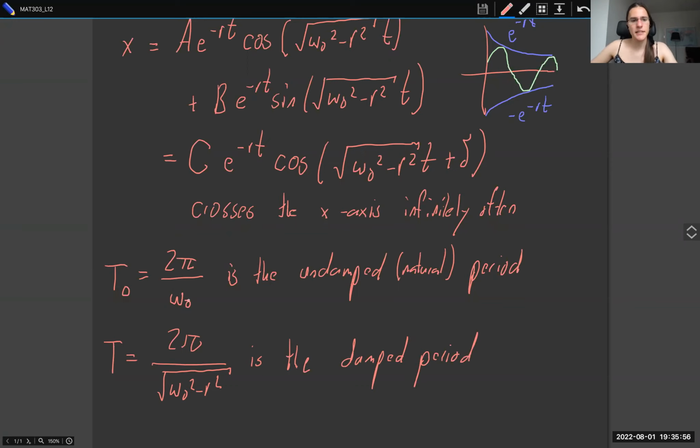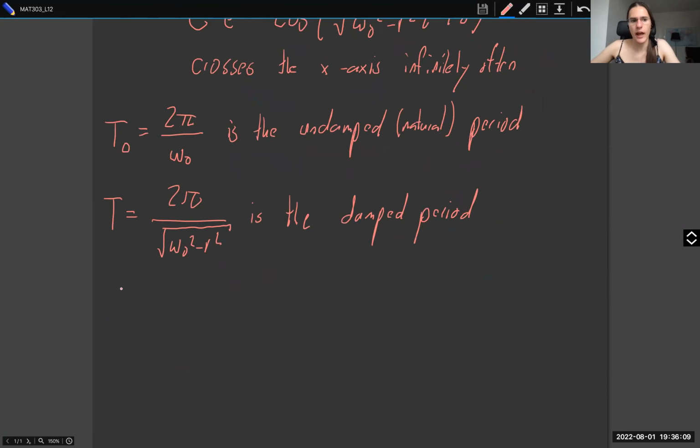So you can see that instead of dividing by omega naught, we're going to divide by a number that's smaller. And so we're going to get something bigger. The period is the amount of time that it takes to make an oscillation, and so the oscillations slow down. So in the presence of friction, you get oscillatory motion that's decaying exponentially, and the period is going to be longer than the period that you would have had without friction.